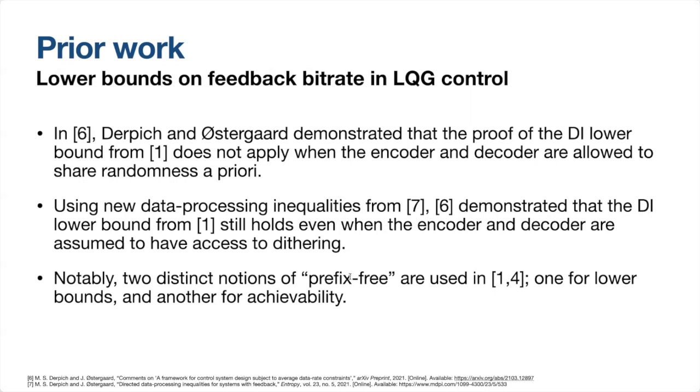Recently, Derpich and Østergaard demonstrated that the proof of the directed information lower bound from Silva's original paper doesn't apply when the encoder and the decoder share randomness through a dither sequence. They were able to correct this proof using a new data processing inequality from their paper, reference 7. Recently, we also noticed that essentially 2 different notions of prefix-free are used in the papers used to demonstrate achievability with dithering. One notion is used for lower bounds and another for upper bounds.